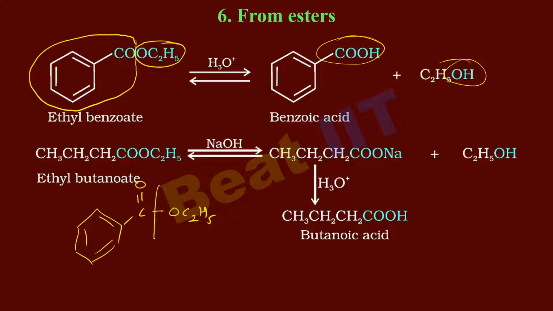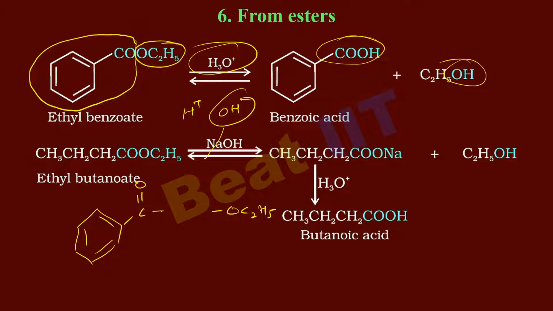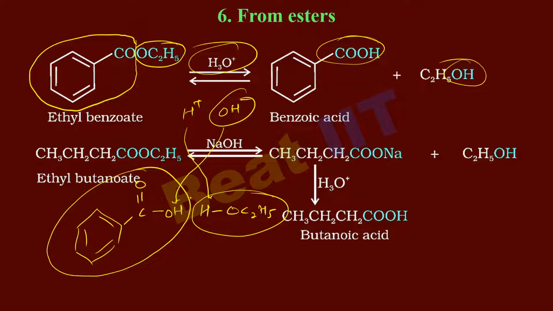Cleavage takes place here and OH gets attached here. It is now like this and OC2H5. You have water here, which is like H plus and OH minus. OH minus gets attached here and H plus gets attached here. So you actually get the acid part here and the alcohol part here. Simple hydrolysis takes place and you get acid and alcohol.